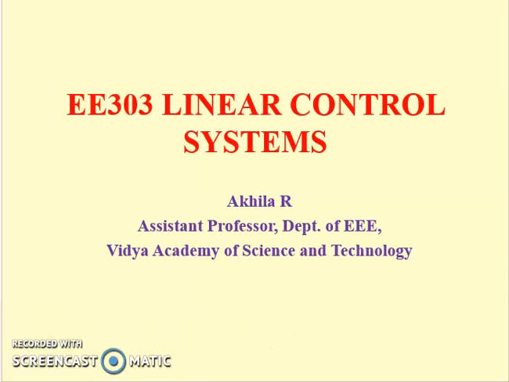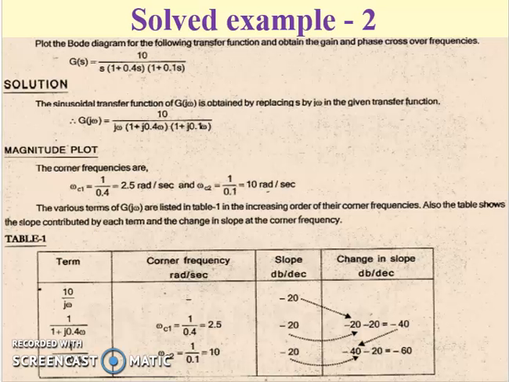Let's see the next example for the Bode plot that we started in the last class. In this problem, it states to plot the Bode diagram and to obtain the gain and phase crossover frequencies. The given transfer function is 10 by s into (1 + 0.4s) into (1 + 0.1s). Again, like the last problem, the given transfer function is in the standard form, the Bode form or the time constant form. Hence, you can easily substitute s as j omega.